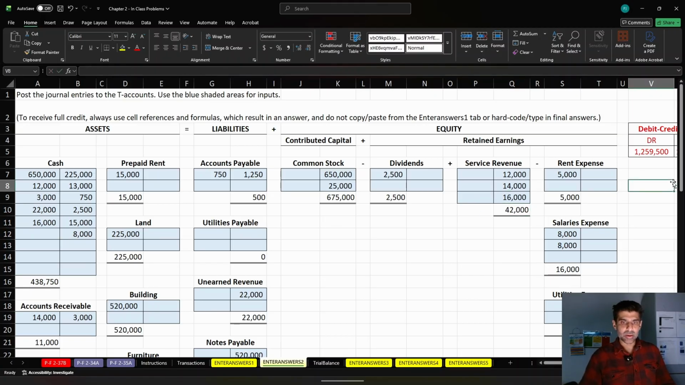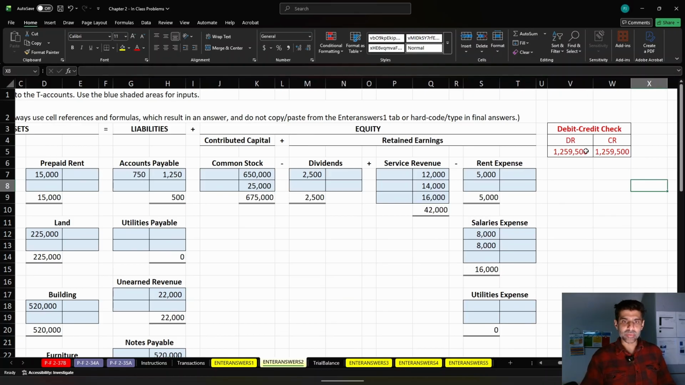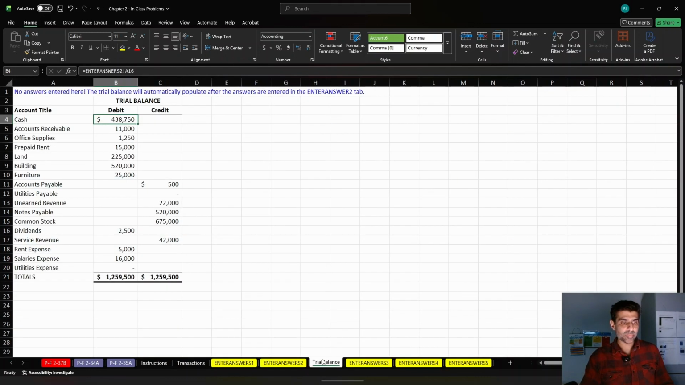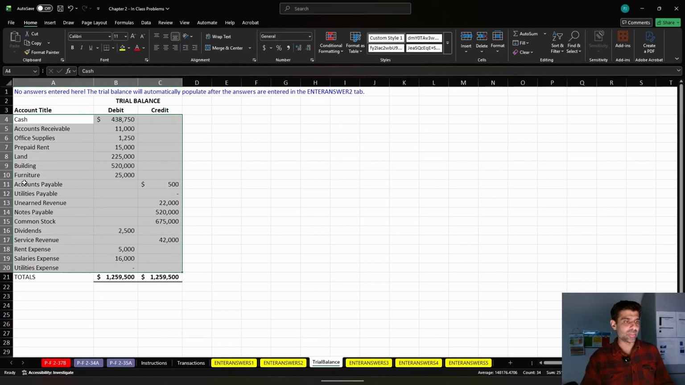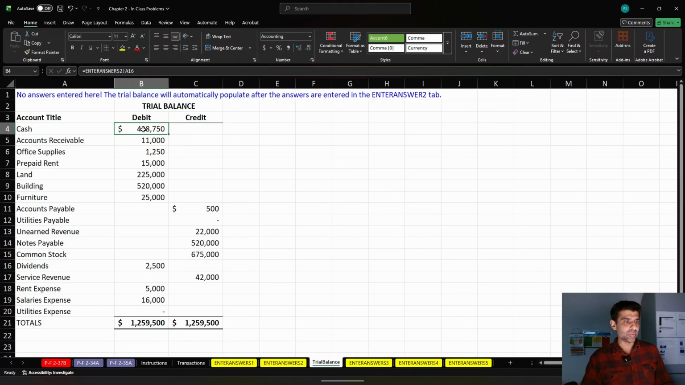If I've done this correctly, I'll see that my debits and credits match, and they do. This next tab is the trial balance. You can see the debit and credit totals. They're balanced, and all of my accounts are displayed here. Just to make sure, this cash, 438,750, where is this coming from?